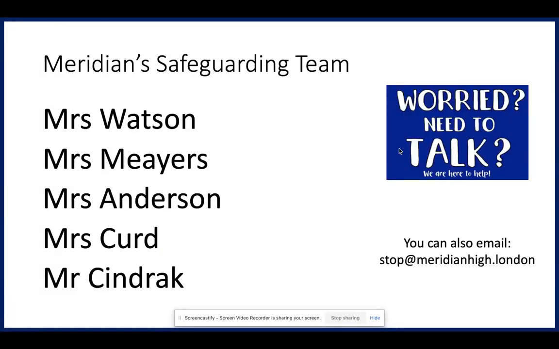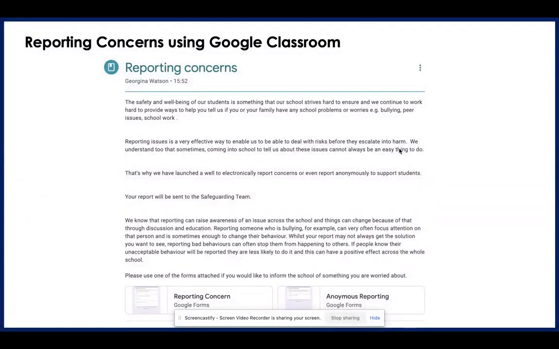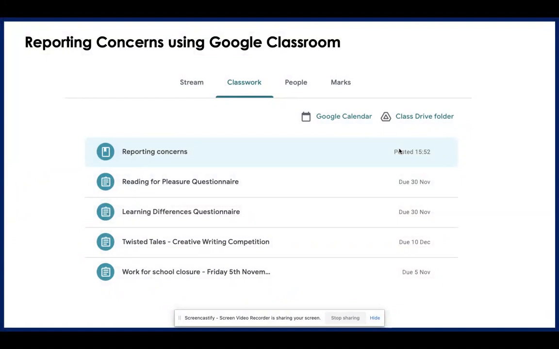So how can you report? If you're worried and you need to talk, you can come and speak to any of the safeguarding team. That's myself, Mrs Watson, Mrs Mears, Mrs Anderson, Mrs Curd or Mr Sindrak. Speak to another trusted adult and they can help you get support from one of us. You can also email stop@meridianhigh.london. In addition, remember last week I have put a Google form for you to report concerns via Google Classroom. There is an anonymous and a reporting system that will collect your email address so we know to come to you immediately if you raise a concern with us. And you can find the reported concerns here in your Google Classroom. It should be near the top of your screen when you go into your tutor room.